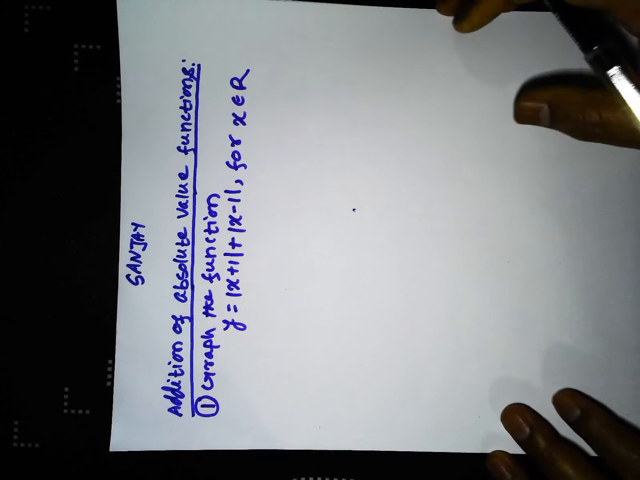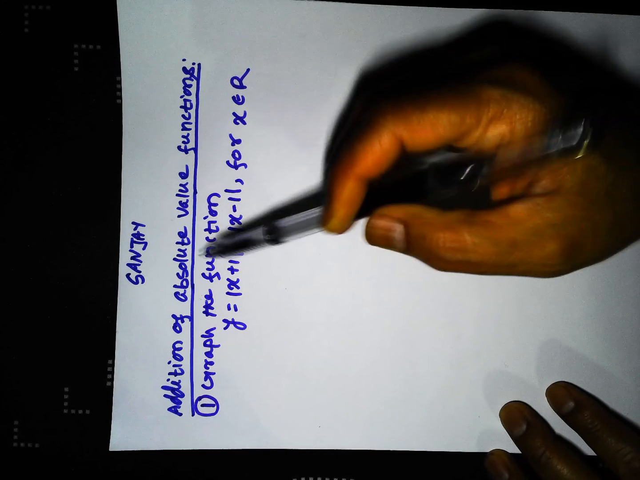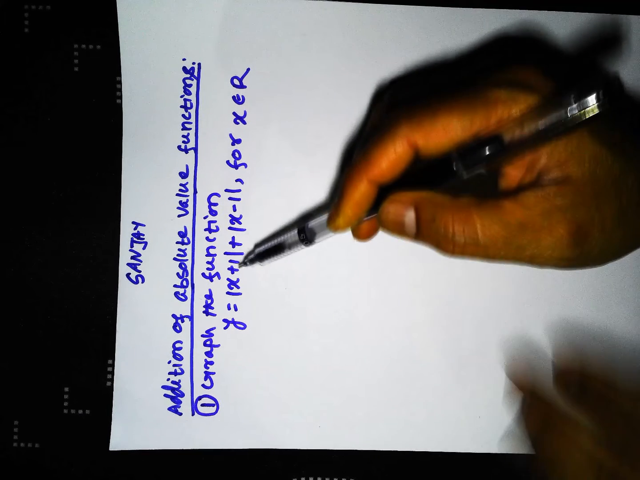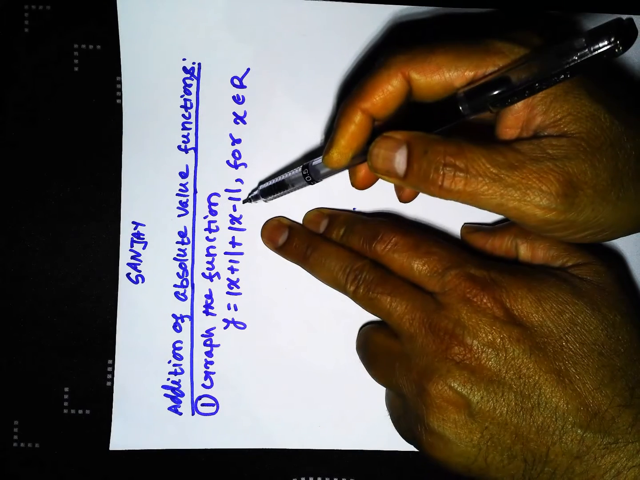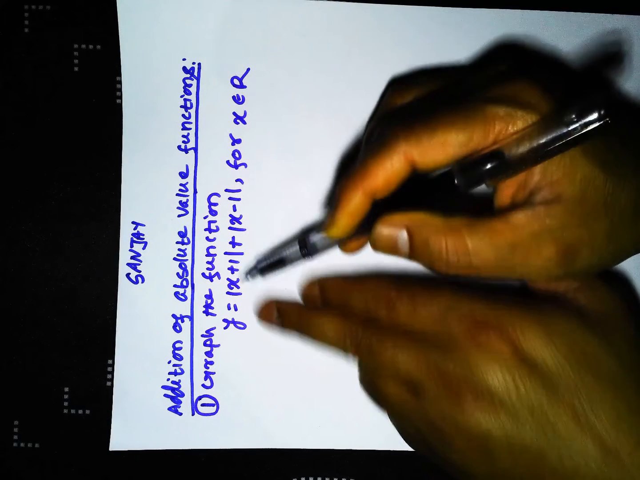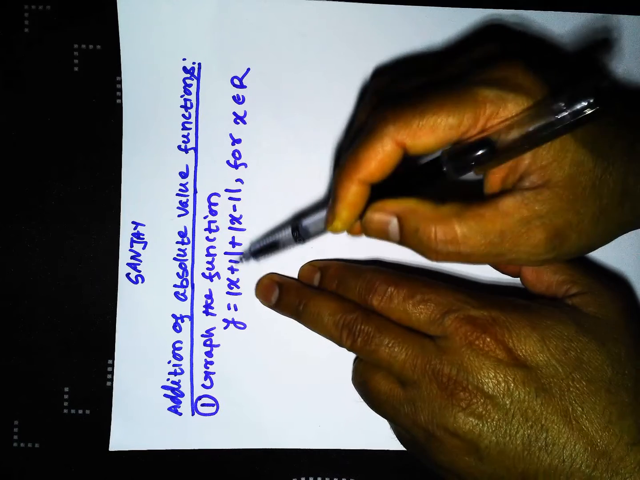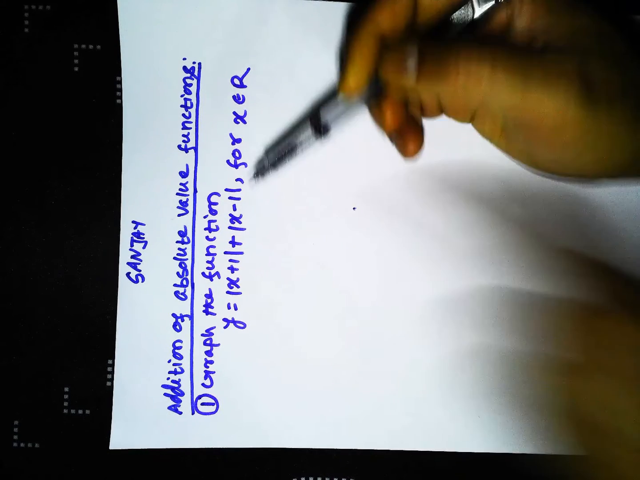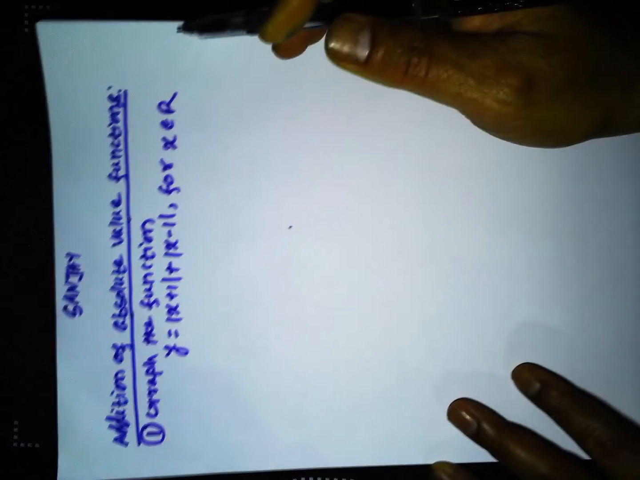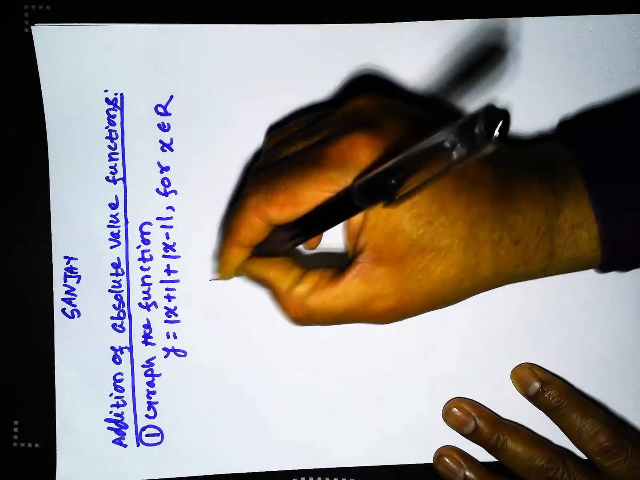Okay guys, now we can see the addition of absolute value functions. That means if you are given the graph of this type where two absolute value functions are to be added, this sort of addition we have to show in the graph. So in order to draw the graph, just first of all get it ready.